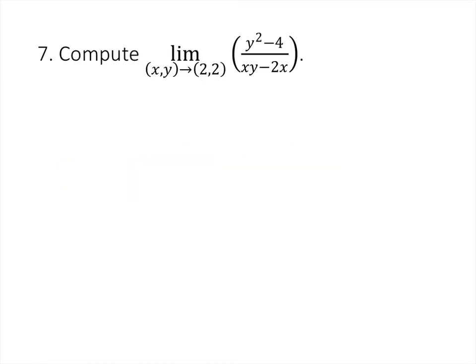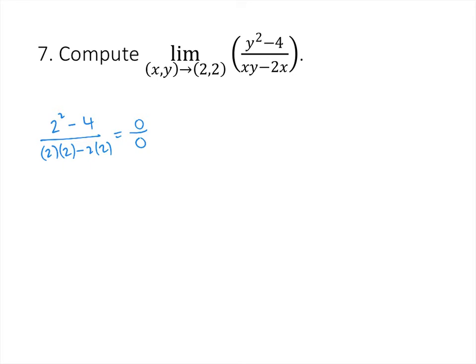Here we're asked to compute a limit as (x, y) goes to (2, 2). The first thing that you should try if you see a limit is to plug in those two numbers and see if you actually get a value that you can use. Because if so, then the function is continuous and we're done. But unfortunately, when we try to plug in (2, 2), we end up with 0 divided by 0. And so that means we're going to have to keep working.